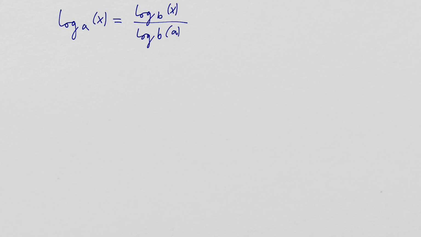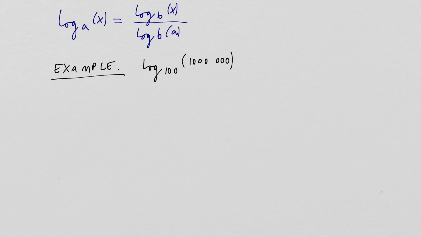The last rule expresses the change of base. We can change from base A to base B. We just need to divide by some factor. For example, we might calculate the log 100 of 1 million. We can change the base into log 10. We just need to divide by log 100 of 10.